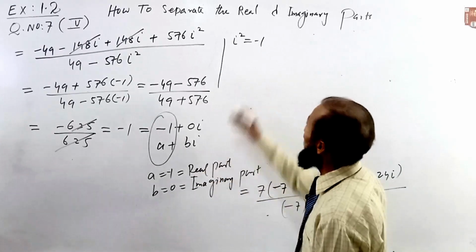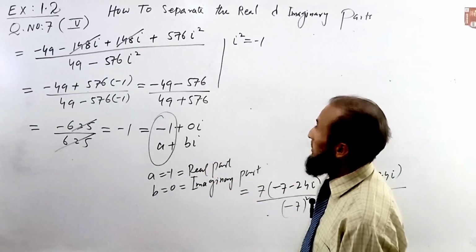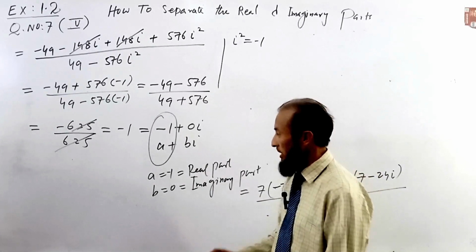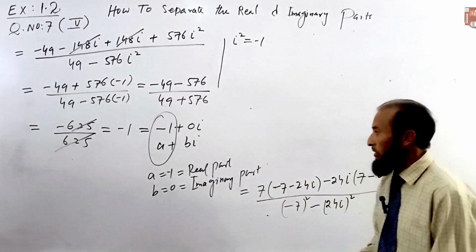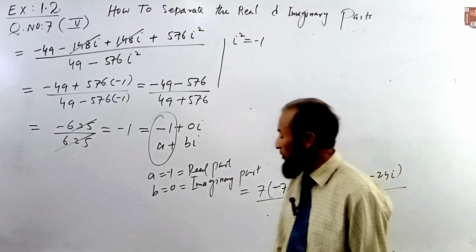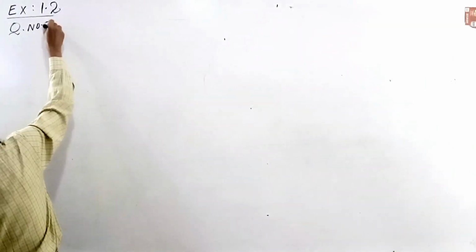So this is how we separate the real and imaginary part and get the final result: a equals -1 is the real part and b equals 0 is the imaginary part. Question number 8 is very important.